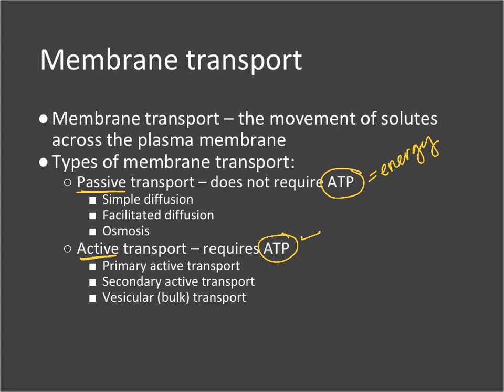The three types of passive transport that we're going to talk about are simple diffusion, facilitated diffusion, and osmosis. And the three types of active transport are going to be primary active transport, secondary active transport, and vesicular transport, which includes things like endocytosis and exocytosis.